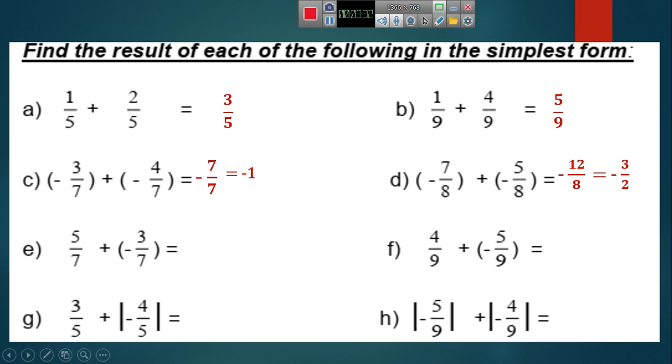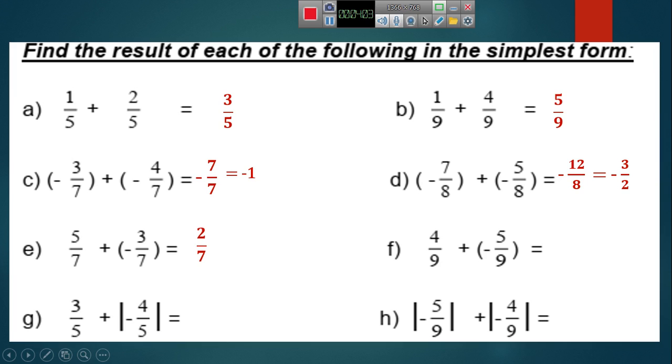Solving the other one, 5 over 7 plus negative 3 over 7: as we said, since they have different signs, we subtract and put the sign of the greatest absolute value. Here we subtract 5 minus 3 to get 2, and the sign of the greatest absolute value is positive, because 5 over 7 is greater than 3 over 7. So the answer is positive 2 over 7.